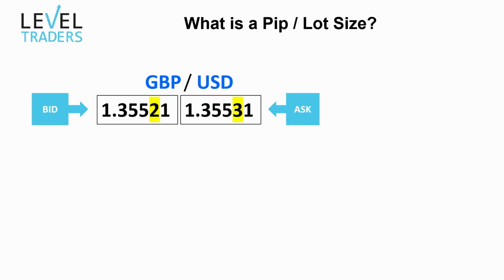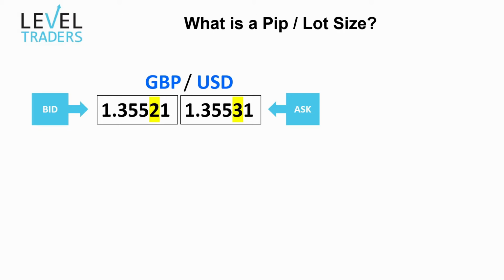And then what you have is the difference between the two, which is known as the spread. And that spread is effectively the cost of trading Forex. And that's what goes to the broker. Now, Forex brokers don't charge commissions. They simply make money through spreads.